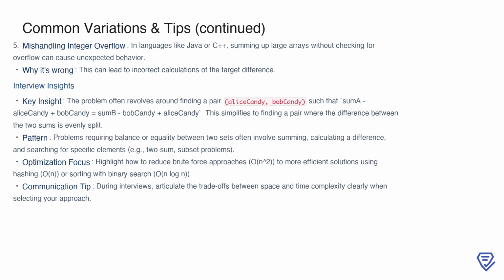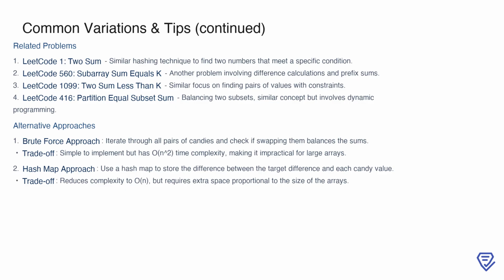During interviews, it's also crucial to communicate your thought process clearly. Explain the trade-offs between time and space complexity as you justify your approach, showing that you understand the problem deeply and can make informed decisions. This problem is also connected to several related problems that can help you understand the underlying concepts better. For example, LeetCode 1, Two Sum, uses a similar hashing technique to find two numbers that meet a specific condition. LeetCode 560, Subarray Sum Equals K, is another example that focuses on difference calculations, but it uses prefix sums.